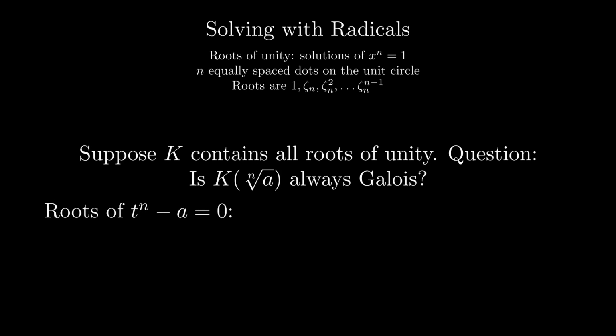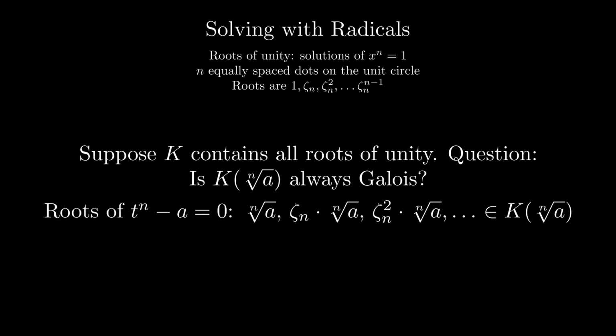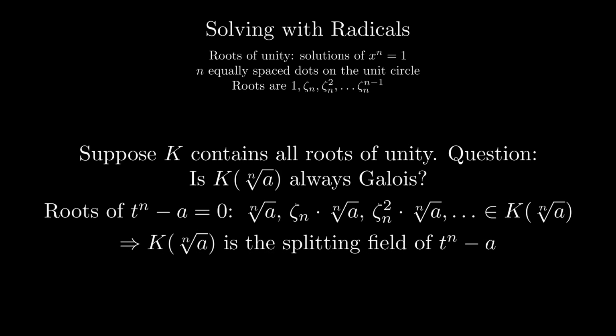But the roots are exactly T itself, zeta times T, zeta squared times T, all powers of zeta times T. And all these are obviously in K adjoin T. So yes, in fact, K adjoin the nth root of A is the splitting field of this polynomial, and is hence Galois over K.